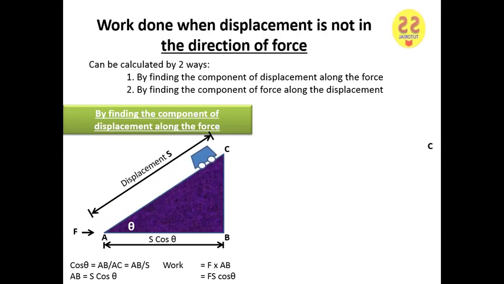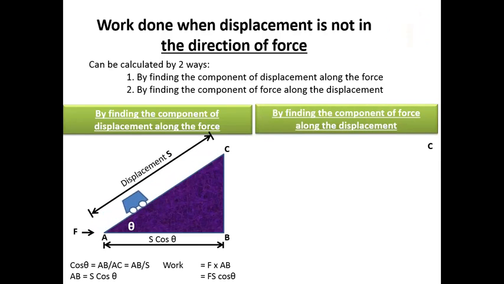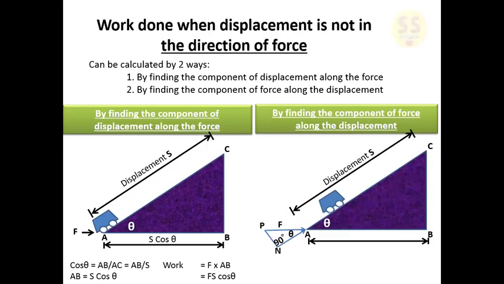Similarly, we can calculate the work done by finding the component of force along the displacement. I consider the same figure, but here, rather than finding the displacement in the direction of the force, I calculate the force along the direction of the displacement. Look here. I applied the force here. PA is the force applied to the vehicle, and AC is the displacement.